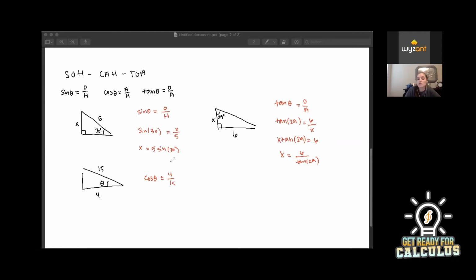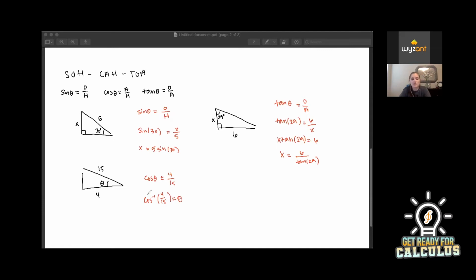And what we want to do with that is take the inverse of both sides, because we need to break out this theta. We can't just divide by cosine since it's a function. But if you do cosine inverse of 4 over 15, that'll spit out your theta.